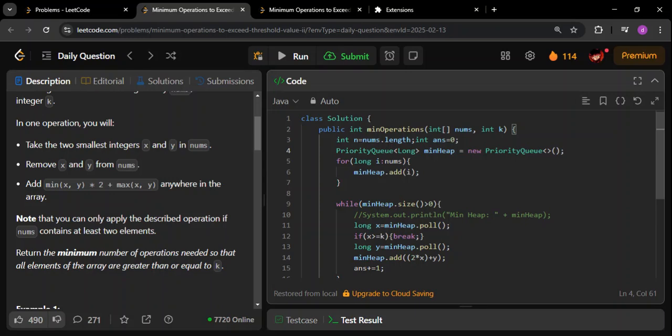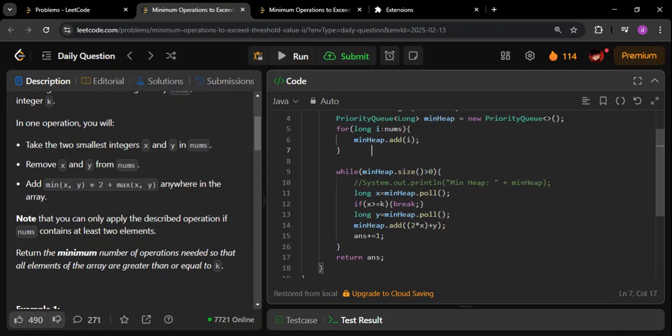Next, what I'm doing is I'm going through all the numbers. I'm iterating them using a long variable, and then I'm inserting this variable into my min heap. This is basically the insertion part. All the elements will be inserted here. Then starts our real calculation. By this point, our heap will be filled with all the elements.